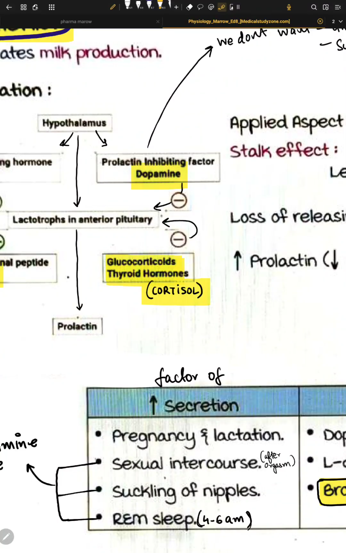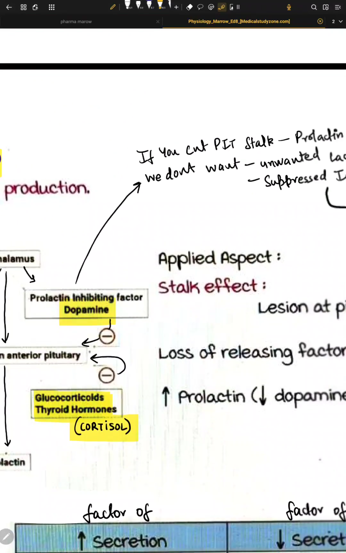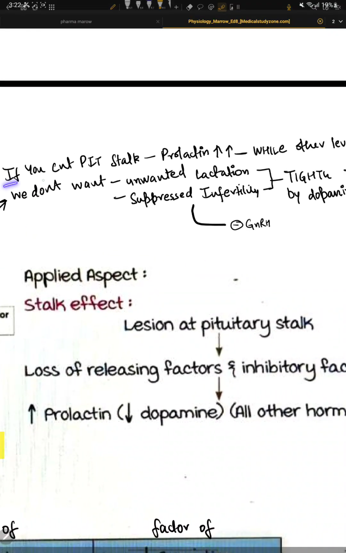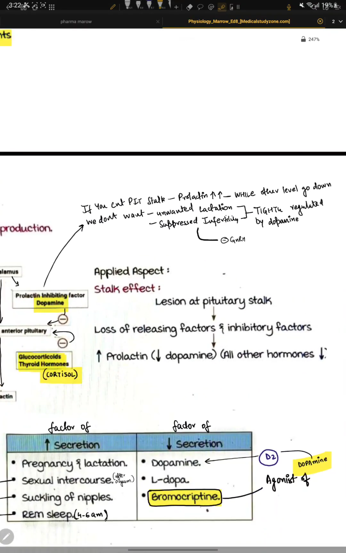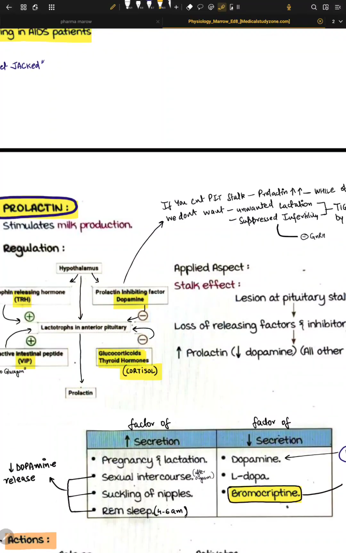And it can be inhibited by prolactin inhibiting factor, that's called dopamine. And we need this dopamine because I will tell you why. And it can be inhibited by glucocorticoid, that's called cortisol, and thyroid hormone. And we need dopamine because we need brakes on milk production, because milk is not unlimited.